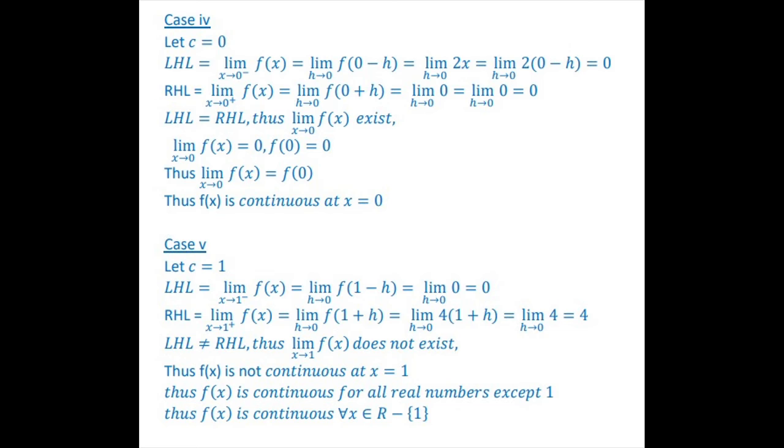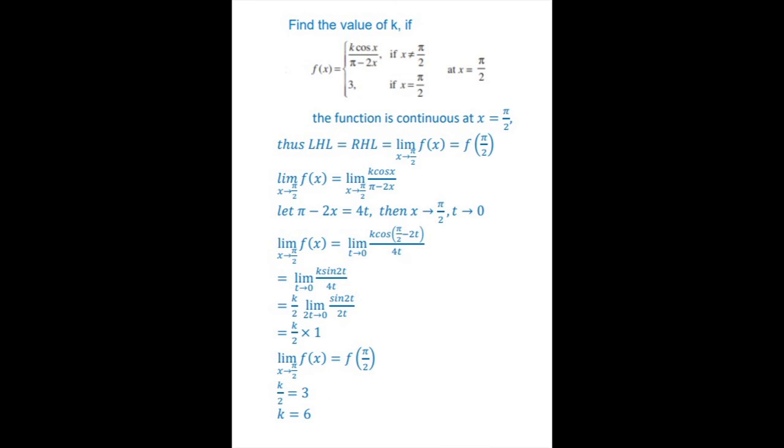Now, for checking at x equal to 1, the limit as x tends to 1 minus of f of x is f of 1 minus h, that is 0. And when finding f of 1 plus h, you need to substitute in the 4x thing. So 4 times 1 plus h, that will be 4 itself. So LHL is not equal to RHL, thus the limit as x tends to 1 of f of x does not exist. So f is not continuous. We can conclude that the function is continuous for all real numbers except 1.